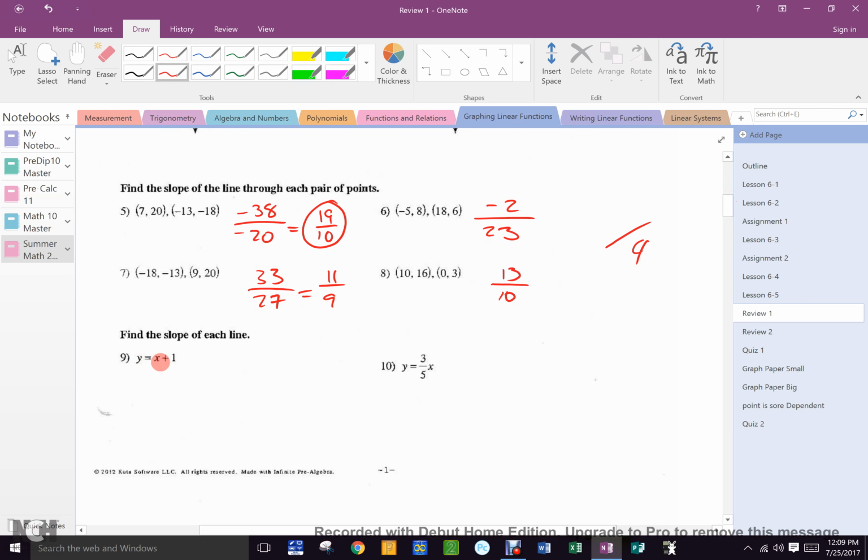Find the slope. The slope that's already in slope-intercept form. So it's the m, which is 1. That's in slope-intercept form. The m is 3/5. So that's out of 2, making the whole first page out of 10.